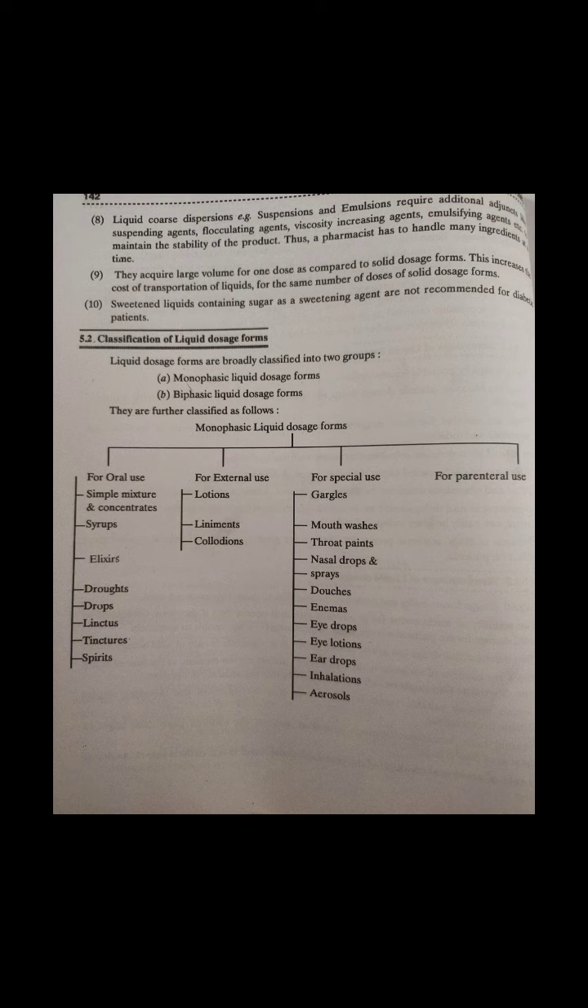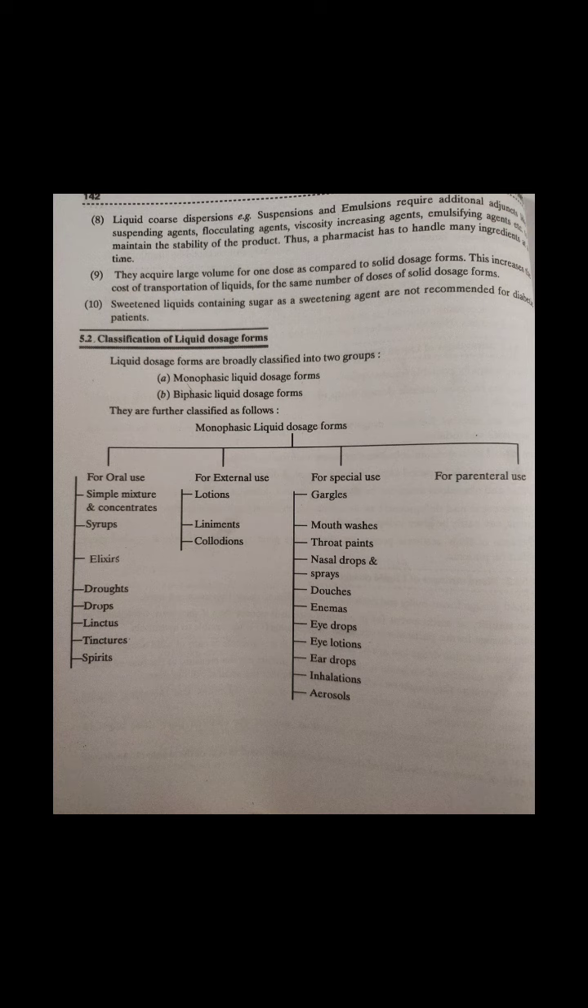So labels on the containers must carry directions like for external use only, the dilution ratio with warm water, and the quantity of powder or number of tablets to be dissolved in a specified quantity of water, along with other necessary requirements of liquid and solid dosage forms.